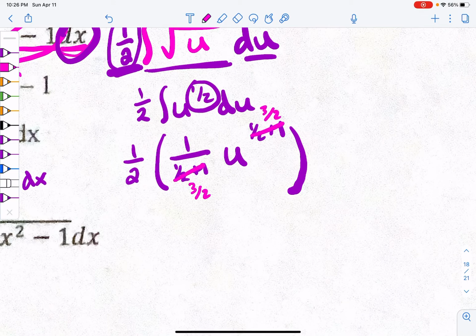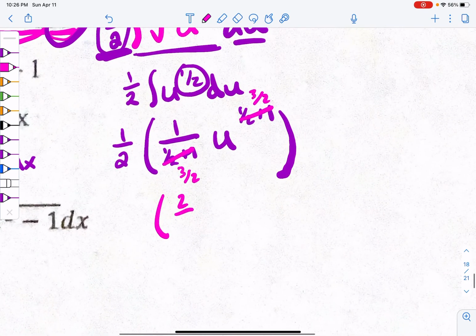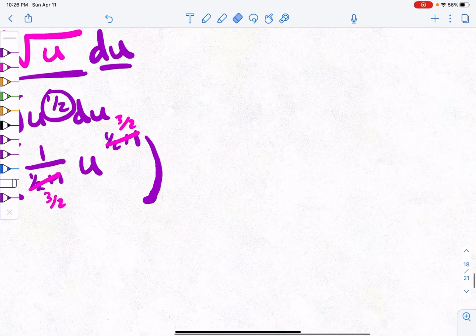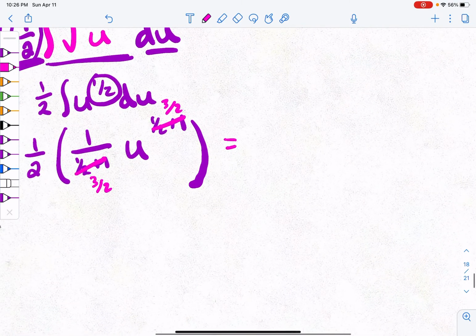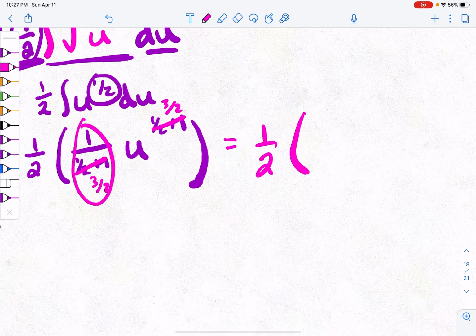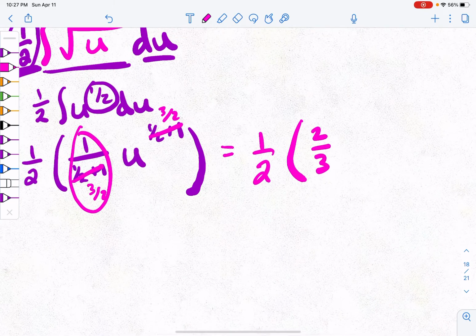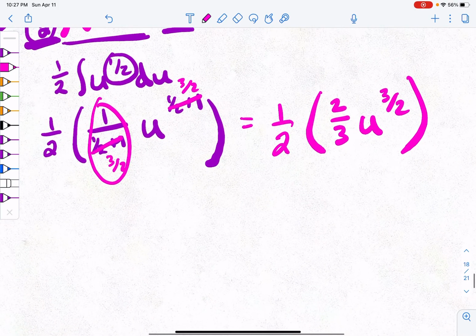So I'm getting into the wrong spot here. Let's go over here. Okay, I've got 1/2 chilling. 1 divided by 3 over 2 is 2 over 3. U to the 3 over 2 power. Okay, and that's what he simplifies to be.